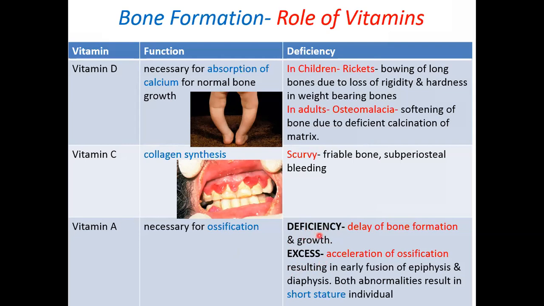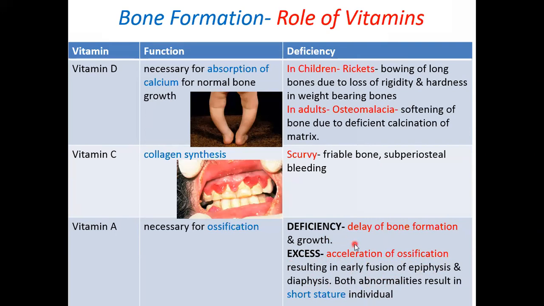If there's a deficiency in vitamin A, it causes delay of bone formation and growth. Because there's a problem with ossification, the bone formation will be delayed. If there is excess of vitamin A, there is acceleration of ossification. Ossification will happen very fast, resulting in early fusion of the epiphysis and the diaphysis, and both cases cause short stature. The patient is going to be short in both cases.